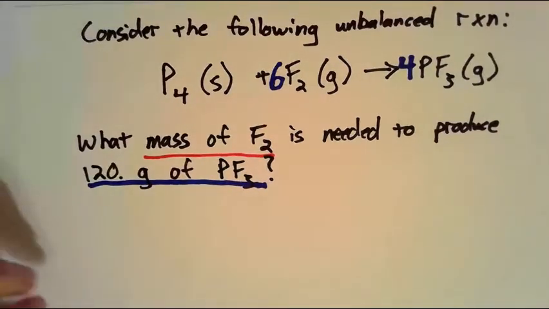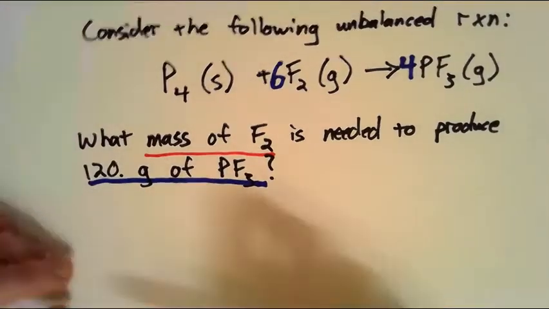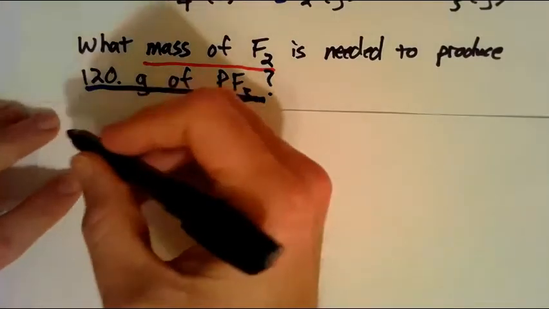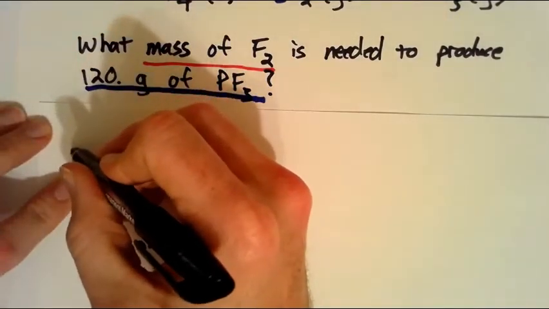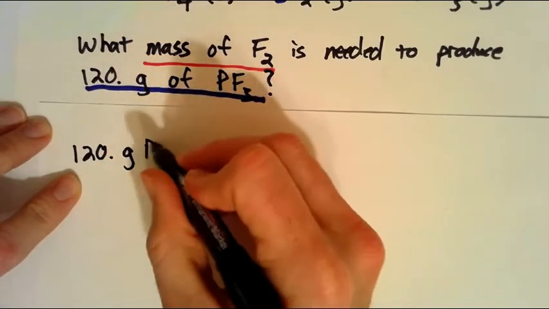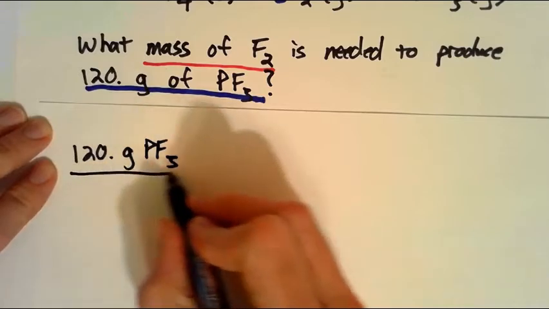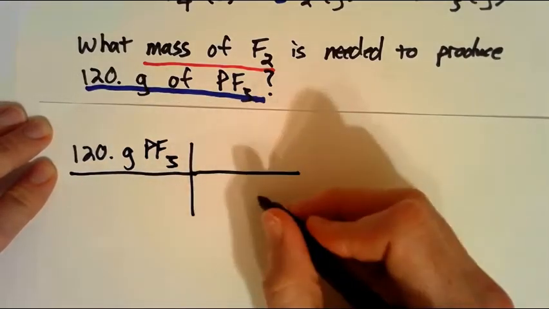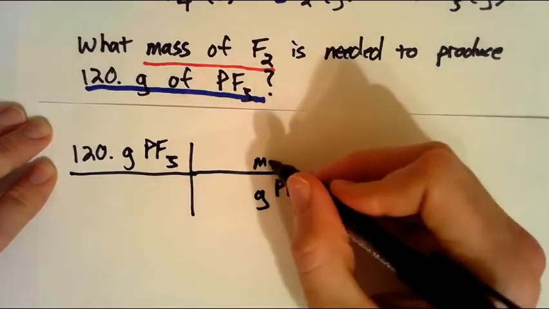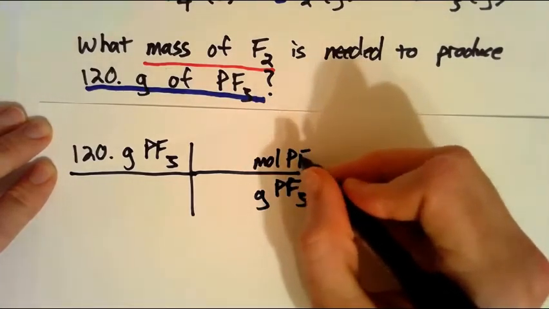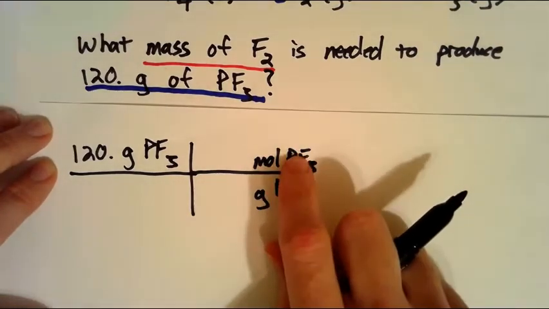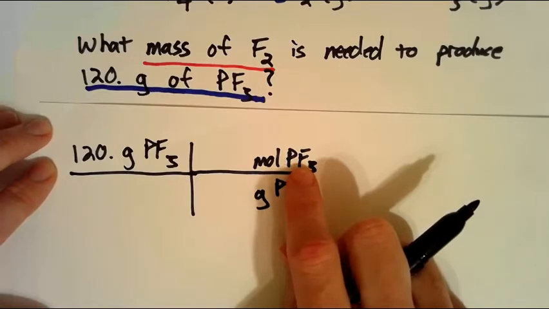So let's go ahead and take our known information and start our stoichiometry. I will move it up so you can still see, but that will be 120, and remember that decimal place is important, PF3. I went ahead and converted to moles because that's probably what we're always going to have to do.